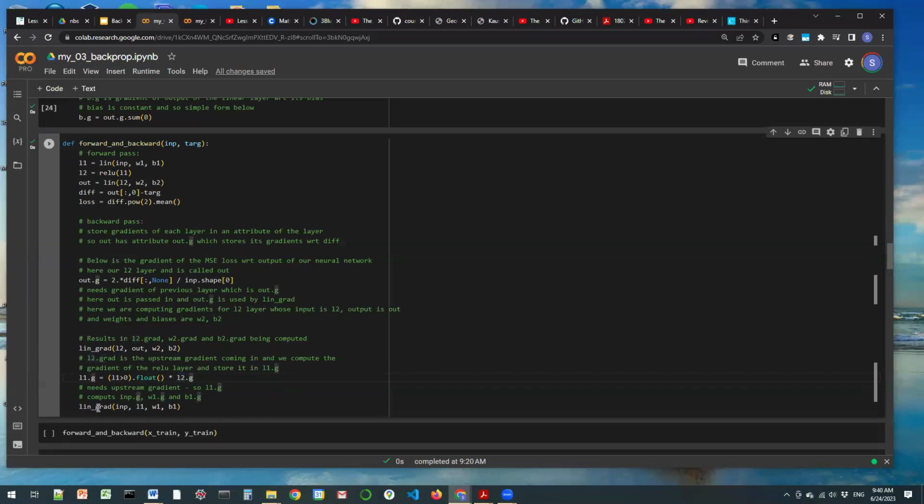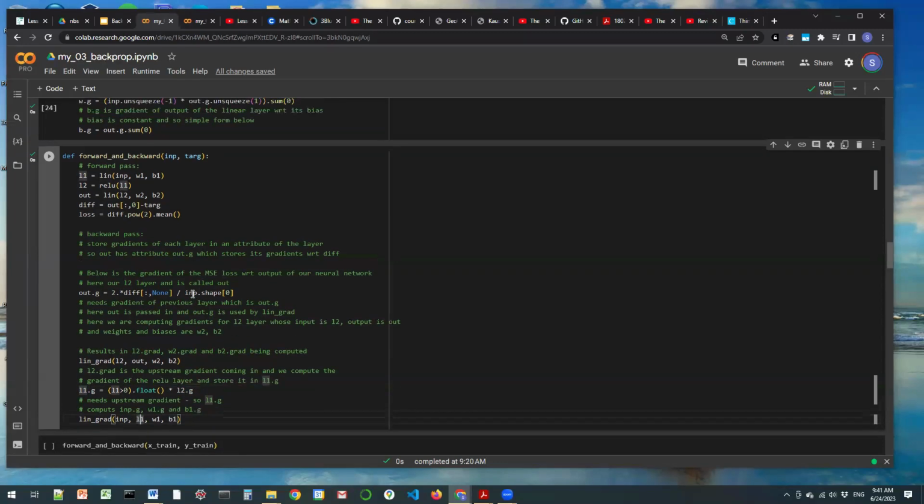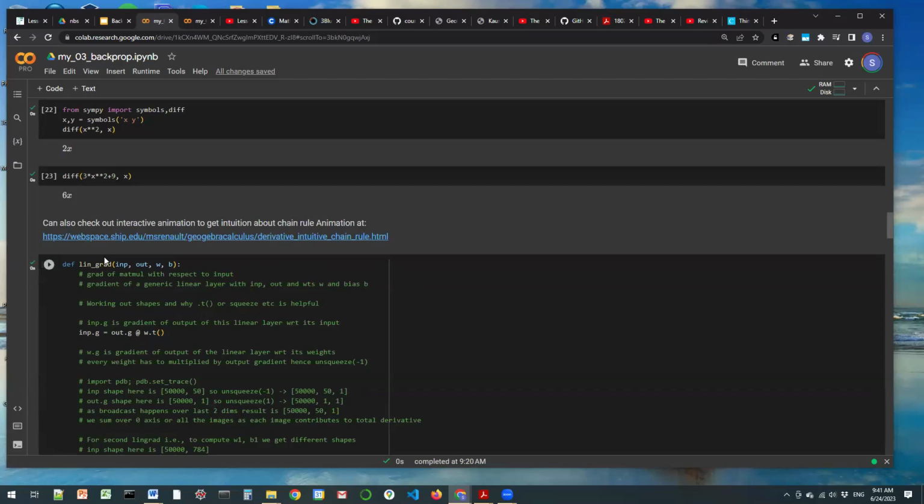And then for the first linear layer's gradient, what is the upstream gradient? It is L1.g that we have just computed, because L1 is its output. So the upstream gradient is L1.g, and we already have that as an attribute when we give it L1. We compute input.g, w1.g, and b1.g using this set of equations.